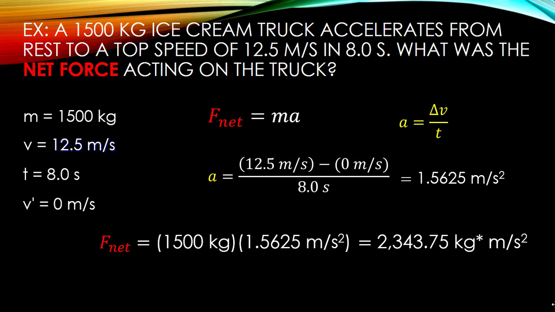Now, there's a couple things that we need to clean up about this because this answer is not a very good one at this point in time. Remember in our rounding that we're going to round to the number of digits that we have in our problem. So 1500 has 4 digits, 12.5 has 3, and time has 8.0. So we can either round to 2, 3, or 4 digits in our answer. Now we're going to go ahead and round it to 4 digits just because that's a nice number to round to. So we're going to say positive 2,344 as our net force. And we are also going to change that kilogram meters per second squared to newtons, since we are talking about a force.